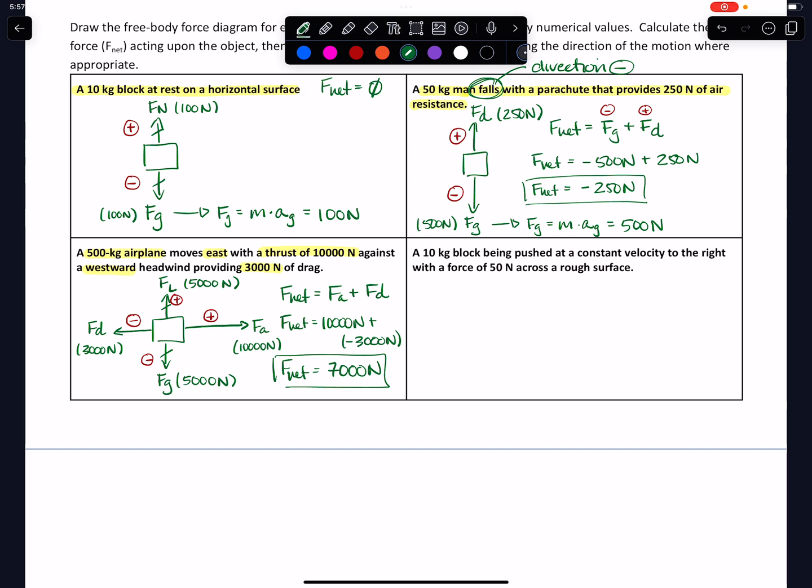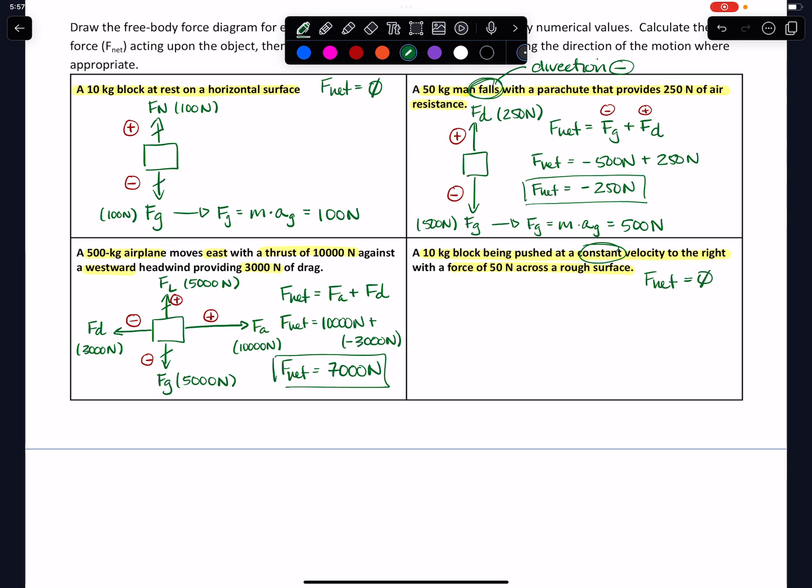That tells me that the airplane is moving to the east, and because F net is positive and east is a positive direction, it must be speeding up as it moves in that direction. Last, we have a 10 kilogram block being pushed at a constant velocity to the right with a force of 50 newtons across a rough surface. The first thing that caught my eye was the word constant. If we have a constant velocity, that means that we have a net force equal to 0.